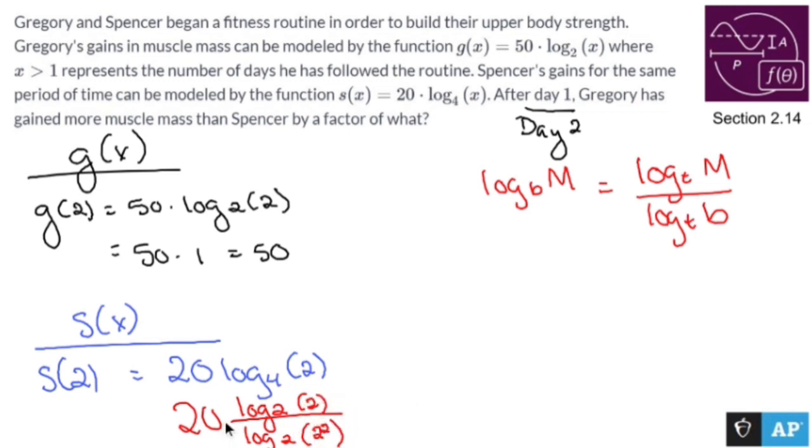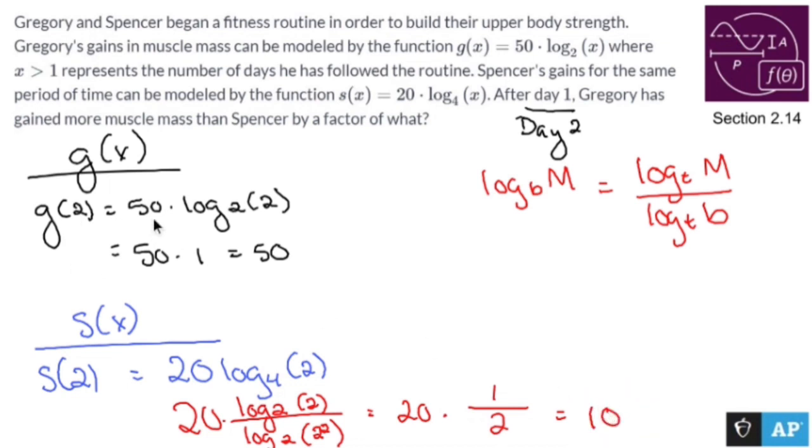I can if I write 4 as 2 squared. The 20 is still there, by the way. Log base 2 of 2 is 1, and log base 2 of 2 to the whatever power drops down to that power. So log base 4 of 2 just turns into a half. Interesting. 20 times a half is 10.